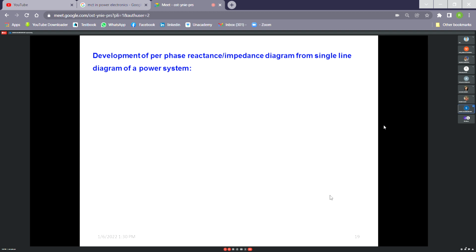Now, what was the purpose of per unit calculation? We want to draw an equivalent circuit, or impedance diagram or reactance diagram, from the single line diagram of a power system. Obviously, the per phase reactance diagram or impedance diagram is on a per phase basis and valid for a balanced system, right?